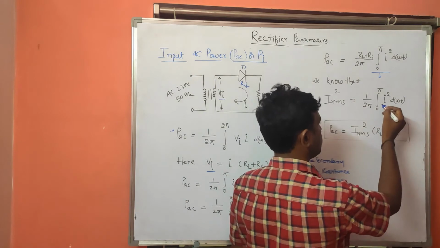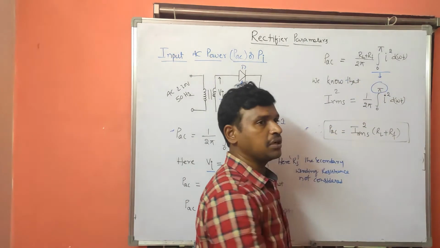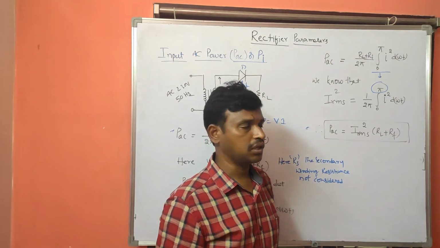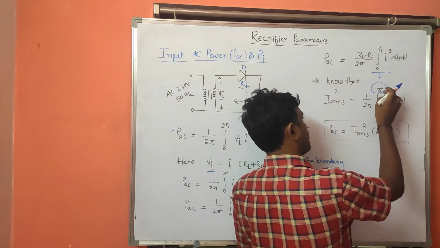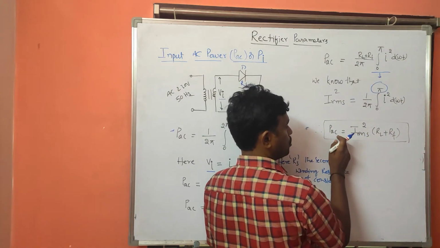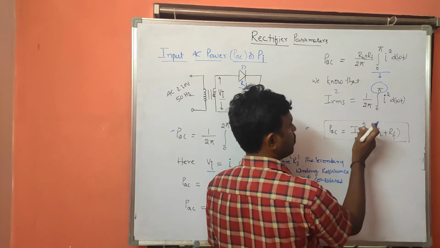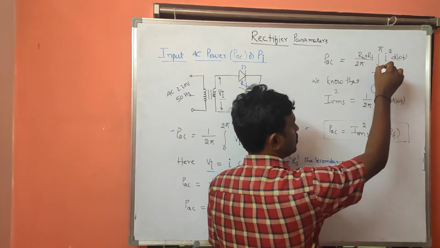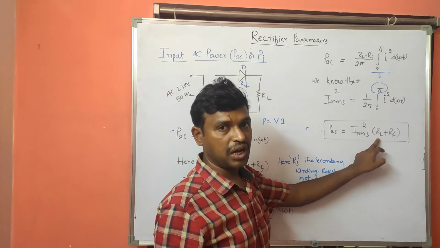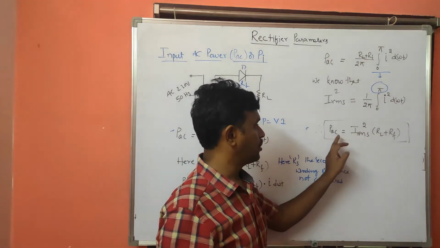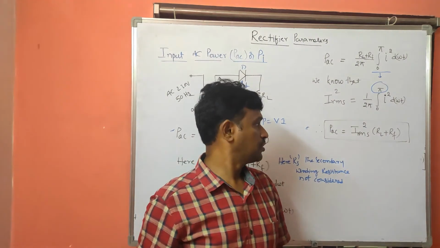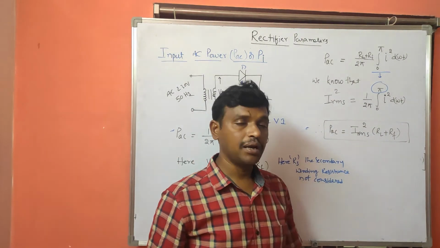Why I have taken pi here is because in a half-wave rectifier we get the output only for the positive half cycle, so I take 0 to pi I square d omega t. I will substitute the same thing here, so that I get PAC, where this whole term I replace with Irms square, multiplied with RL plus RF. Therefore PAC, the input AC power, is equal to Irms square (RL plus RF).